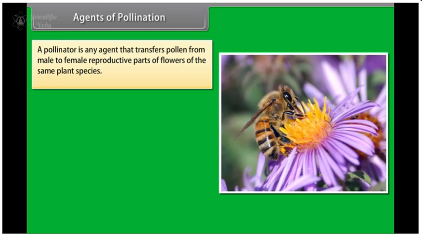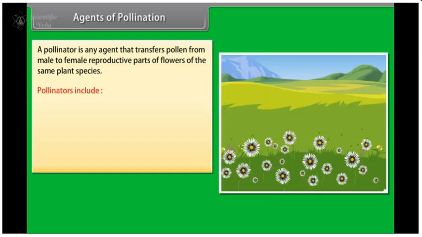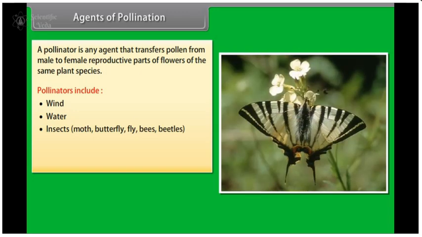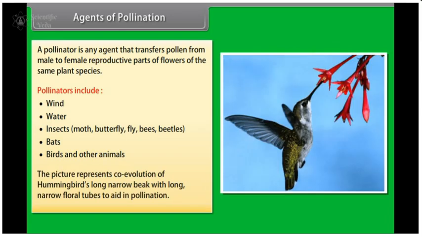Agents of pollination. A pollinator is any agent that transfers pollen from male to female reproductive parts of flowers of the same plant species. Pollinators include wind, water, insects like moth, butterfly, fly, bees, beetles, bats, birds and other animals. The picture represents co-evolution of a hummingbird's long narrow beak with long, narrow floral tubes to aid in pollination.